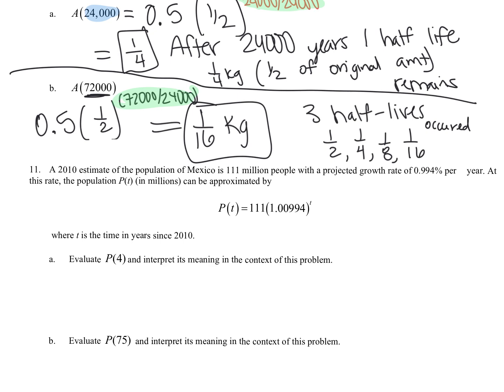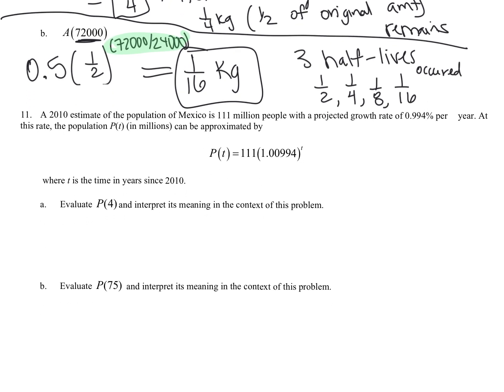Okay, we can also use exponential functions to model population. A 2010 estimate of population in Mexico is 111 million people with a projected growth rate of 0.994% per year. At this rate, the population P at T in millions can be approximated by this formula, where T is the time in years since 2010. Evaluate P at 4 and interpret the meaning in the context of this problem.